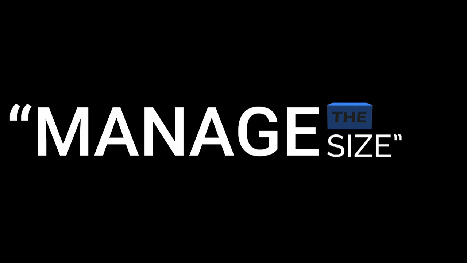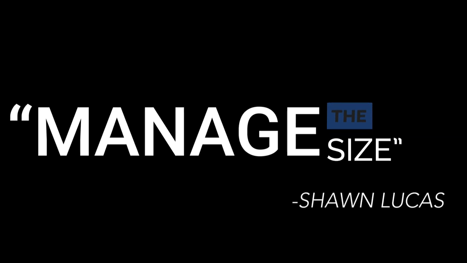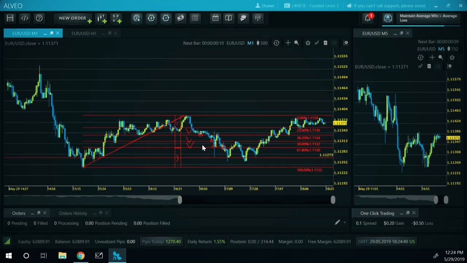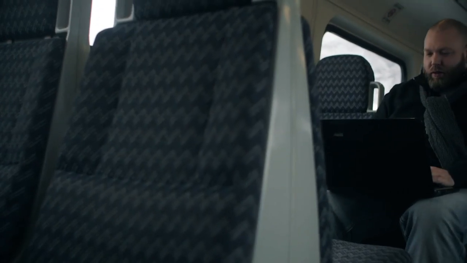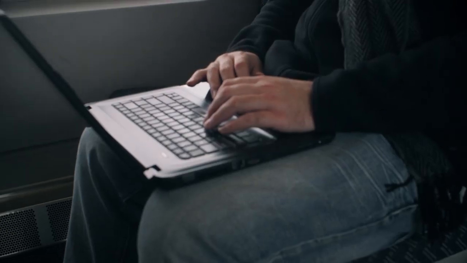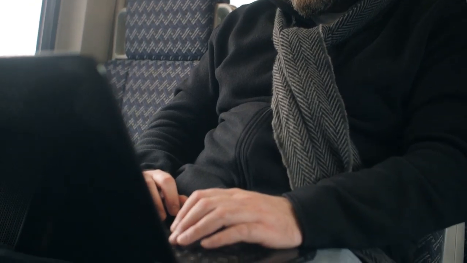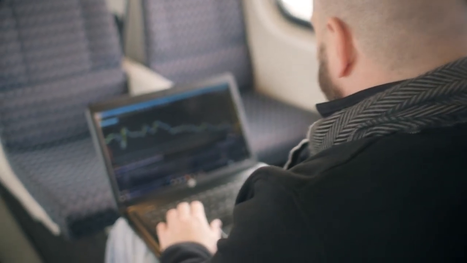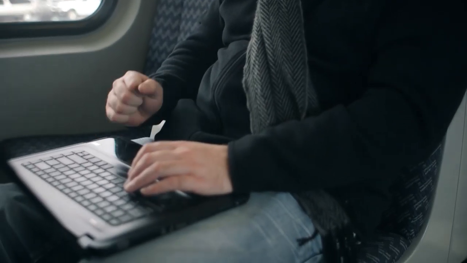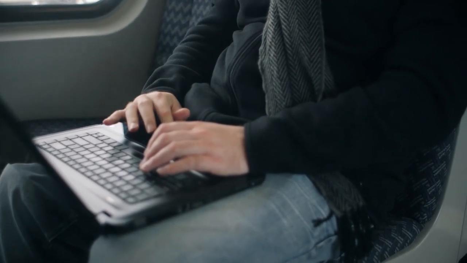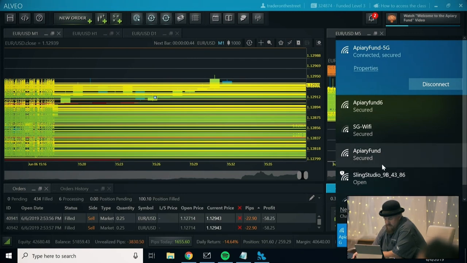How many times do we hear Shawn say, "Manage the size"? The process of building into a position is a critical component of his trading technique and a key performance indicator in his success. The focus of a successful trader is not the profits or even strategy. The focus is on the process and techniques that keep you in the game through every twist and turn of the unpredictable market.